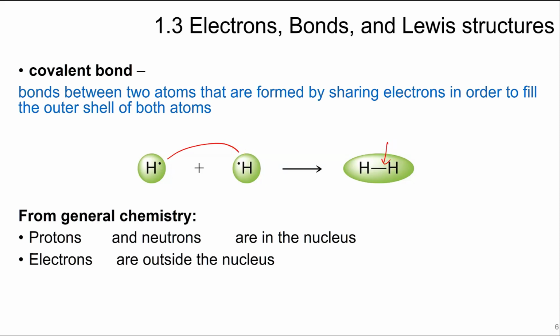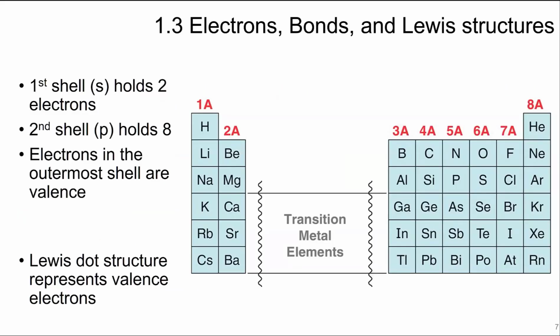If you remember from general chemistry, a proton has a positive charge, neutrons have no charge, and electrons are outside of the nucleus and have a negative charge. They often will move to minimize repulsive charges. The first shell will hold 2 electrons, the s shell, and the second shell has that full octet. That's the p shell. So this is the s shell, if you remember that. This is the p shell.